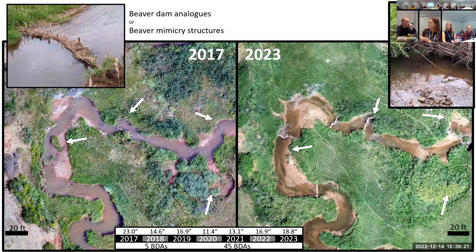Next slide. And these are some images from where we're working, out in Lander, Wyoming, showing you 2017, no BDAs, and 2023, where we now have on the order of 45 BDAs in the landscape. You will see BDAs in a variety. Oh, sorry, all good. My bad.